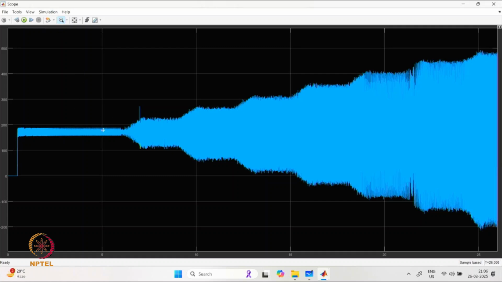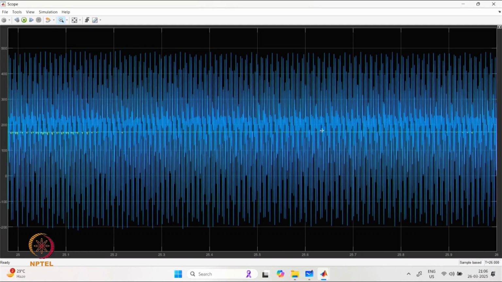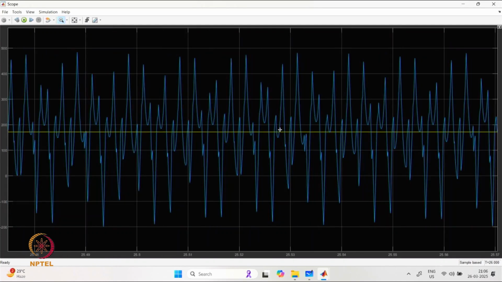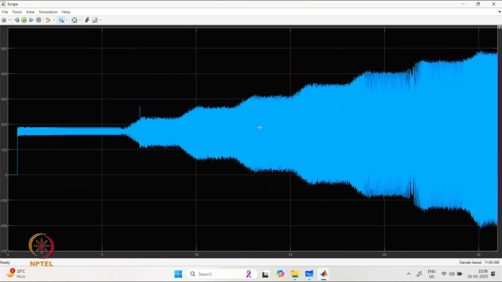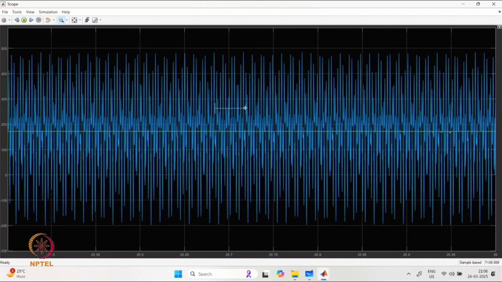So another observation we can have is that the ripple on the current is continuously increasing. This is on account of the constant switching frequency operation, and as we are going for the full fundamental frequency, we are finding that the pulse number has come below 9. So which is why we are finding that the ripple on the current has become very high.